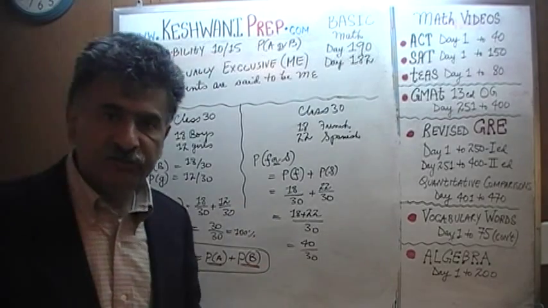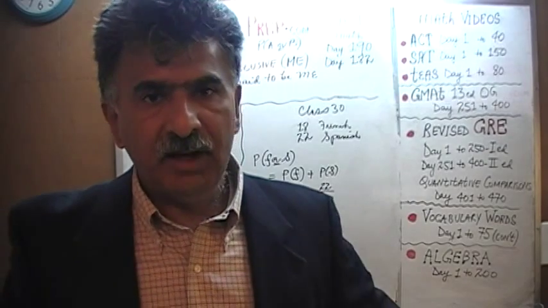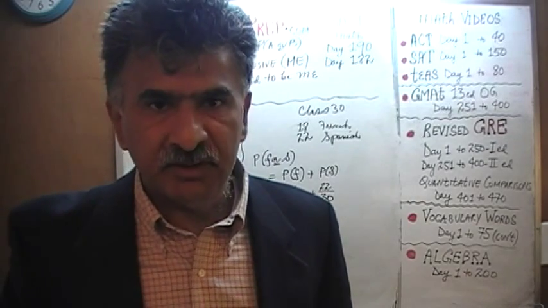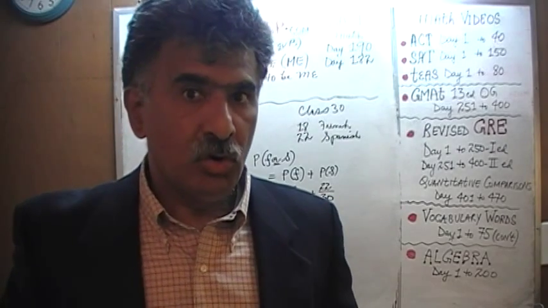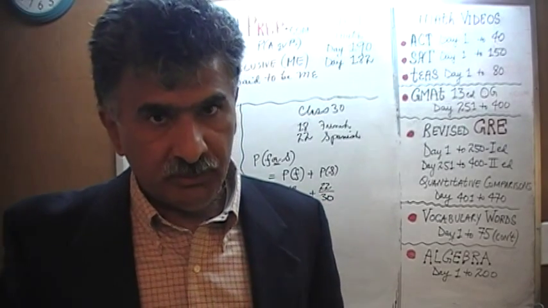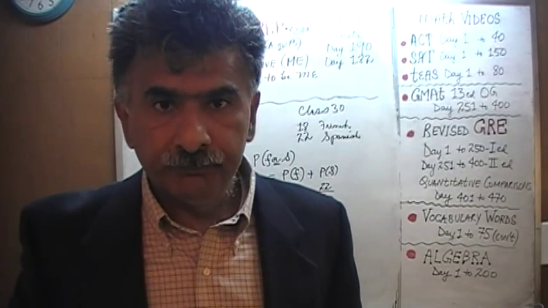As you can quite clearly see, this is insane. This is ridiculous. This doesn't make any sense. How can the odds of anything happening be more than 100%? We are saying that the odds of picking a person who studies either French or German in a class of 30 students is actually 40 out of 30.